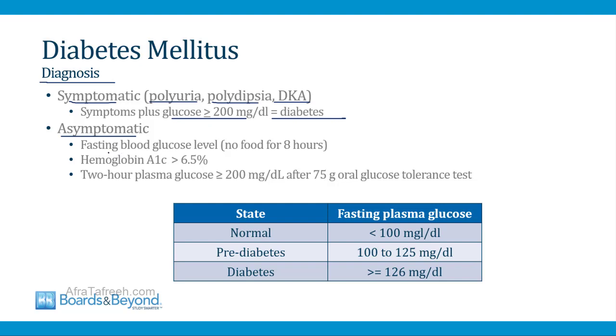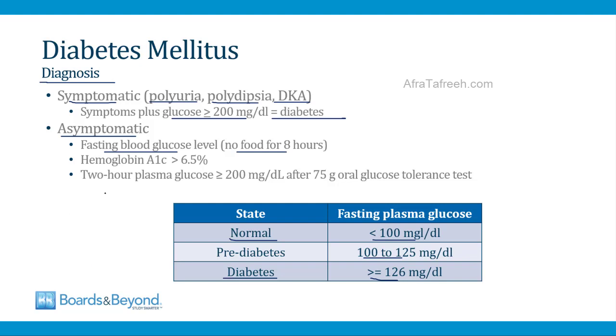The first is to obtain a fasting blood glucose level where the patient has had no food for at least 8 hours. A normal fasting blood glucose level is less than 100. Pre-diabetes is considered a level from 100 to 125, and if the patient has a fasting blood glucose level greater than or equal to 126, this meets the criteria for diabetes.